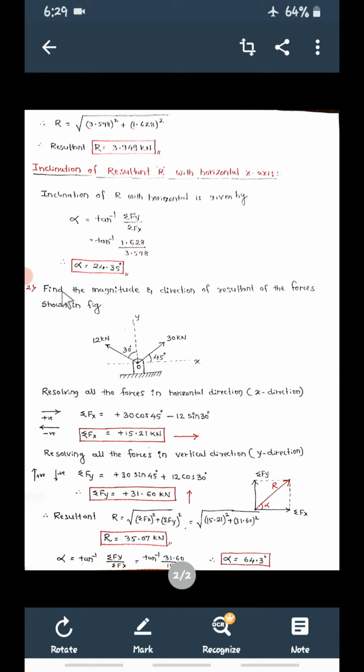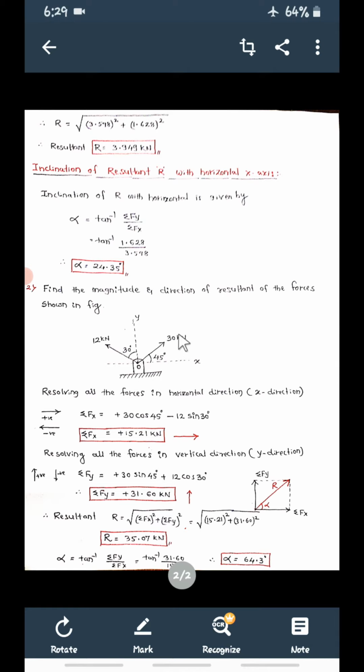Second problem, find the magnitude and direction of resultant of forces shown in figure. Okay, so one more problem. So this is the figure shown. How many forces are there? Two forces now. So one is 30 kilonewton, second is 12 kilonewton. They are both are acting at point O.